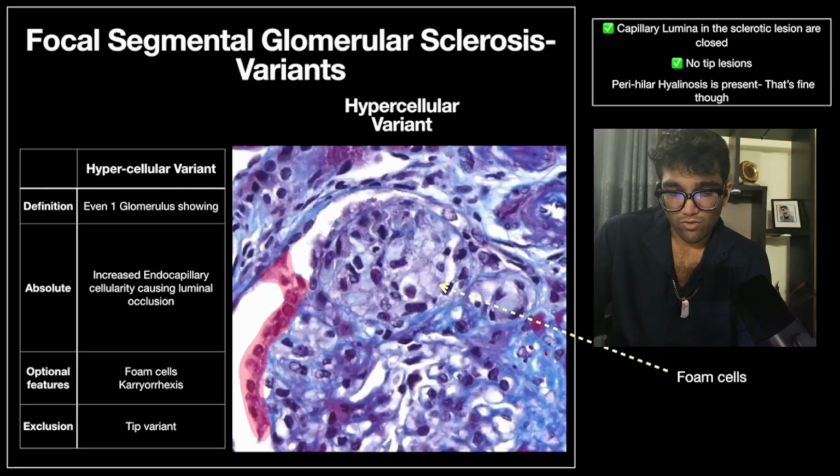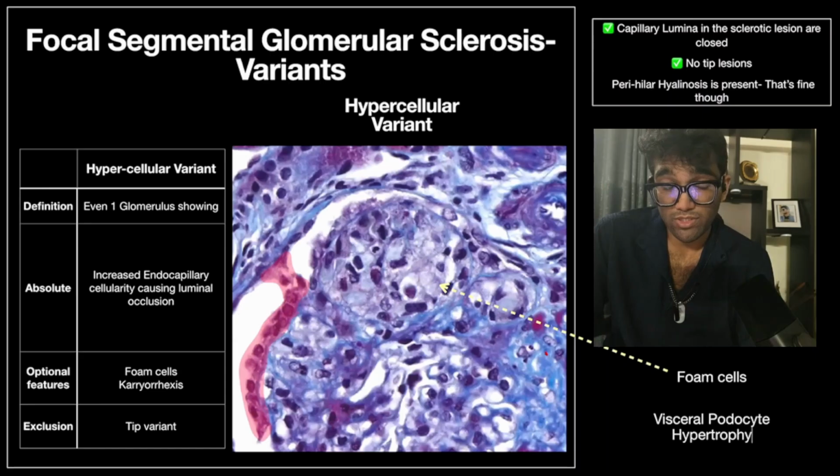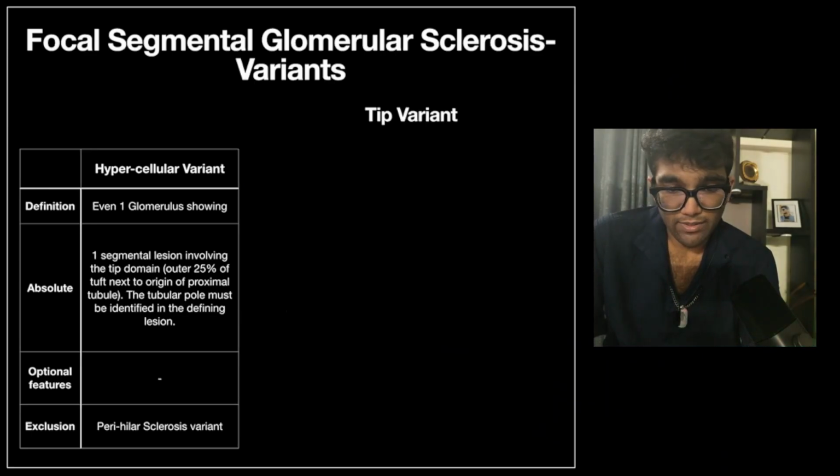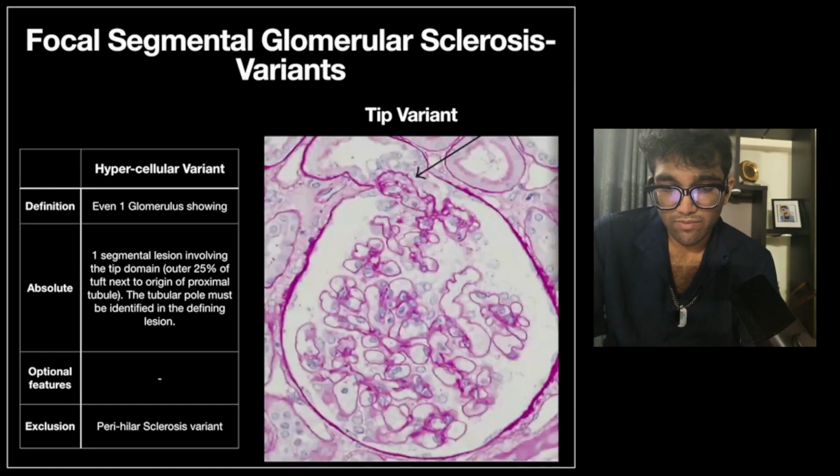Okay. Now you also see some degree of overlying podocyte hypertrophy. Okay, there is a visceral podocyte hypertrophy, that is this reddish cap lesion here. But importantly, this hypertrophy is not associated with the collapse of the underlying glomerulus. So this is not the collapsing variant. Okay. Now the tip variant. So as you can see, that was the tip variant on morphology.